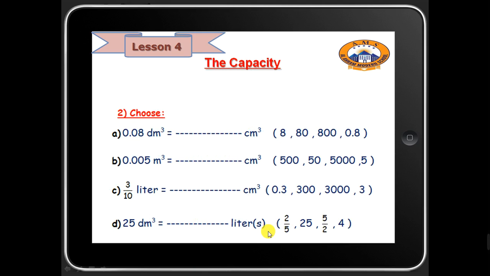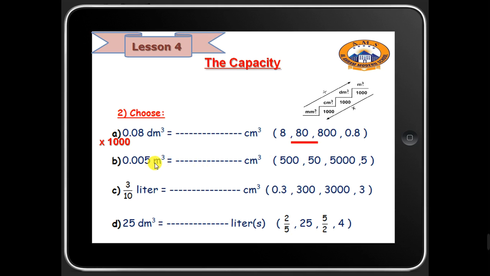Another exercise, my dear student, we're going to choose the correct answer here. 0.08 cubic decimeter. I want to convert to cubic centimeter, I will move from the big to the small. We will multiply this number by, very good, by 1000. So the answer here is going to be 80 cubic centimeter.